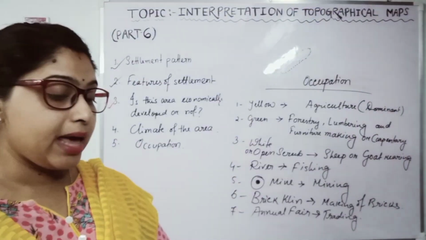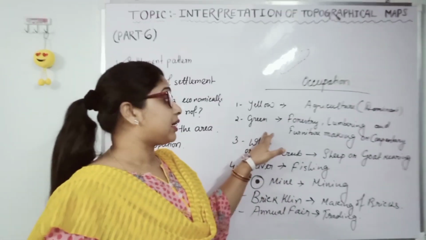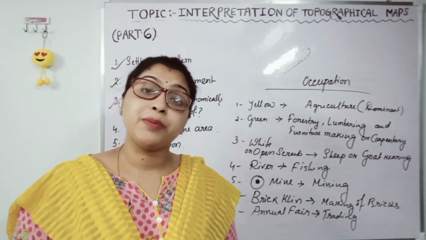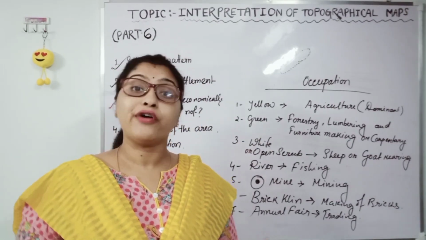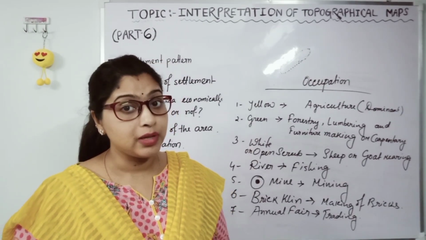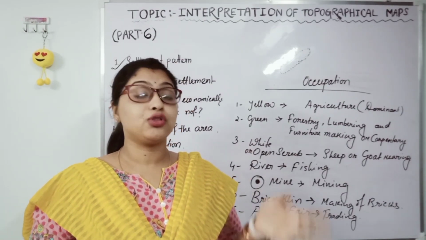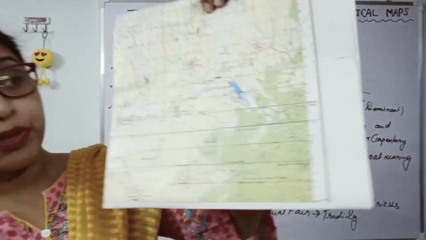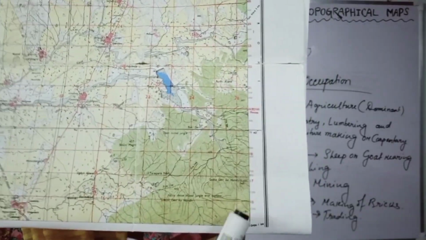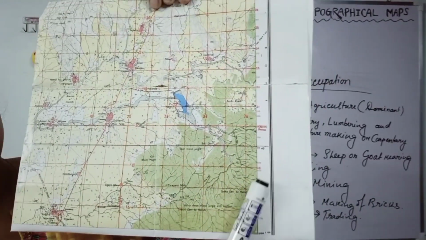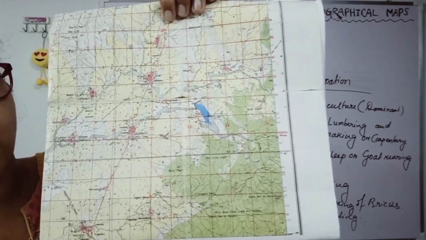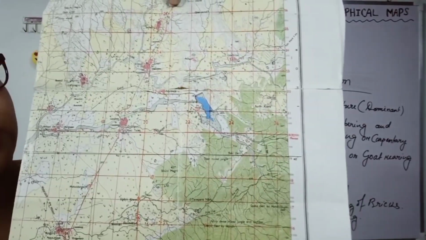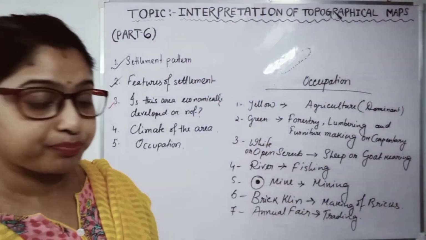sector. Okay. Next, green color means forestry or vegetation covered area. Besides forestry, people also engage in lumbering or furniture making, which is known as carpentry. So we can easily say those areas which are forest covered have people engaged in these activities. Here you can see the southeast part of this topo map, totally forest cover, where the main occupation will be forestry or lumbering.